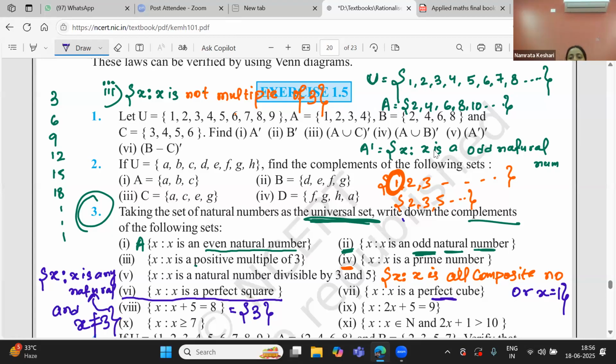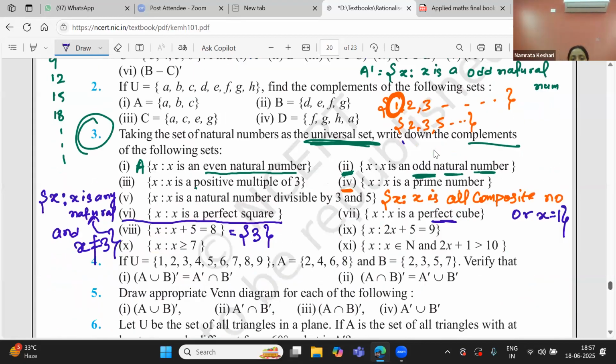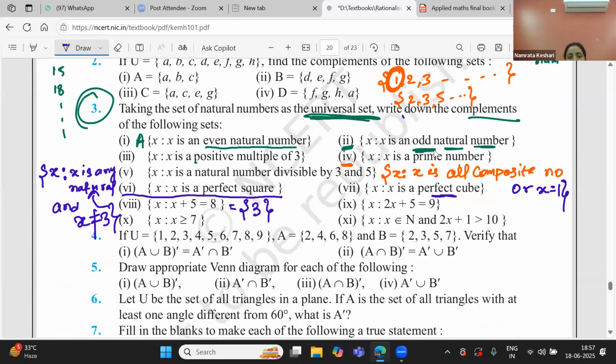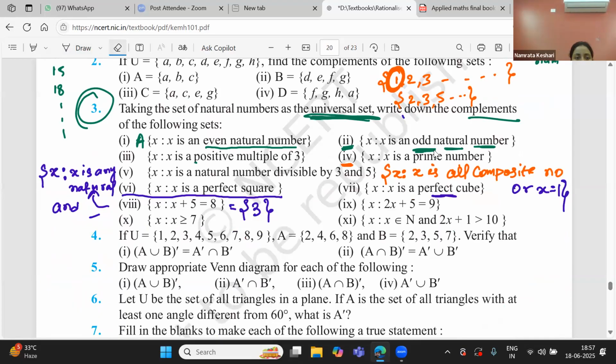Similarly for the next one, this 11. Let me check the next one. Just a moment.